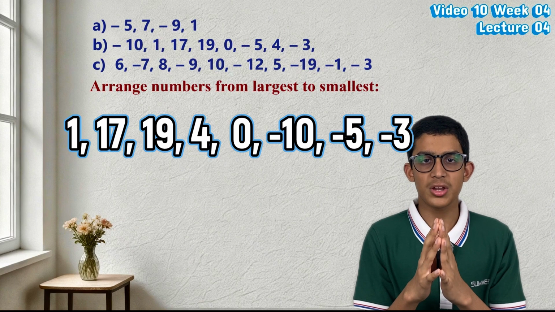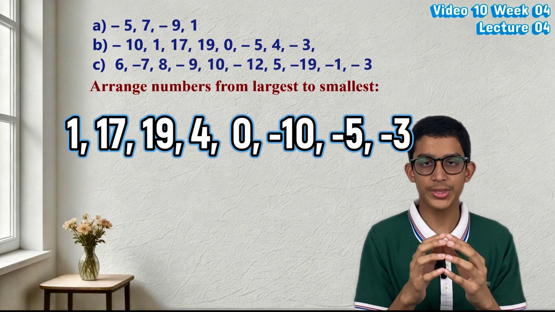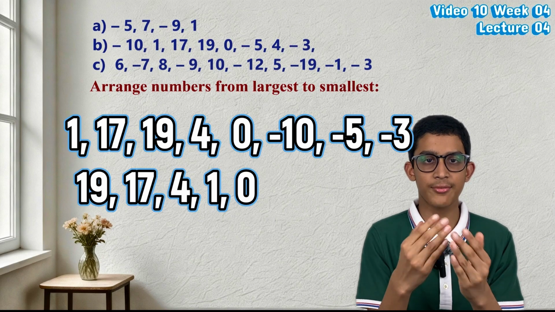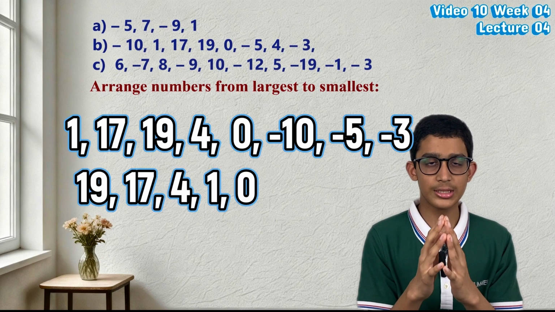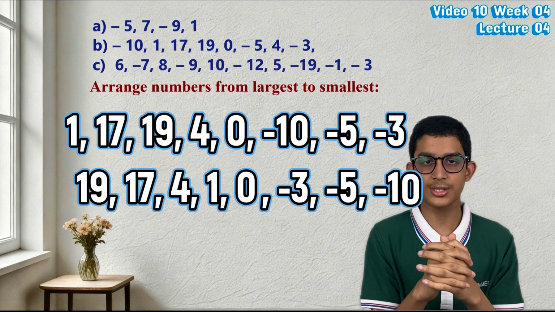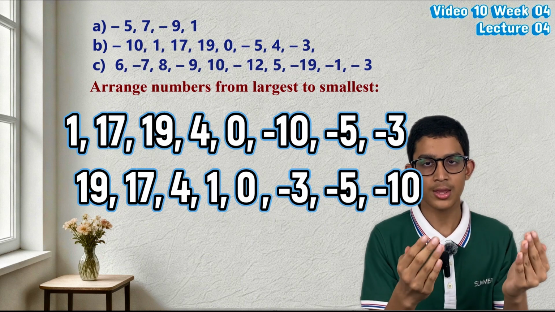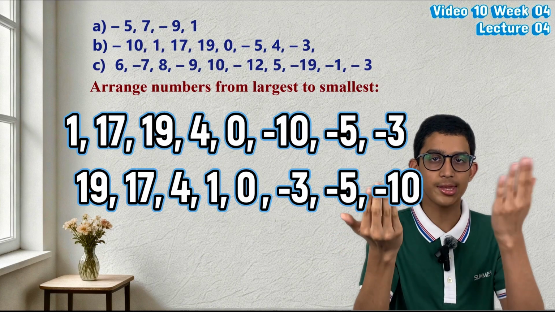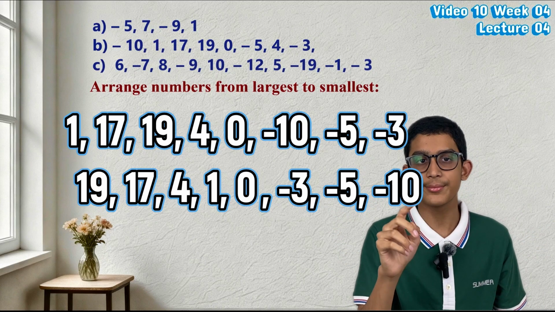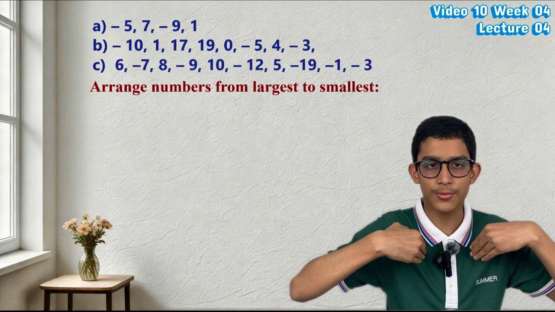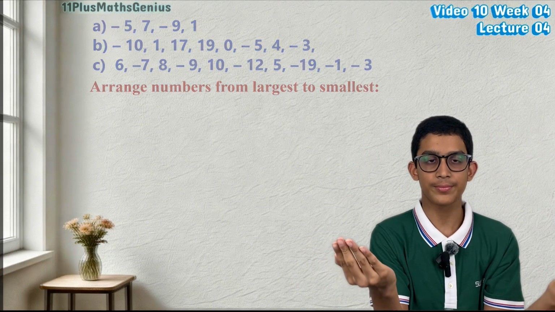Now, we rearrange the positive numbers first, then the negative numbers. So we have 19, 17, 4, 1, 0, negative 3, negative 5, and negative 10. That's the answer. Can you try A and C? Do not worry. If you are struggling, please comment and we will reply with the answer.